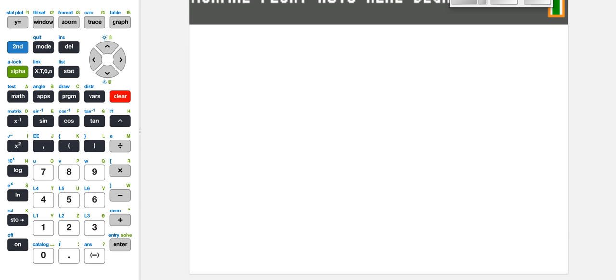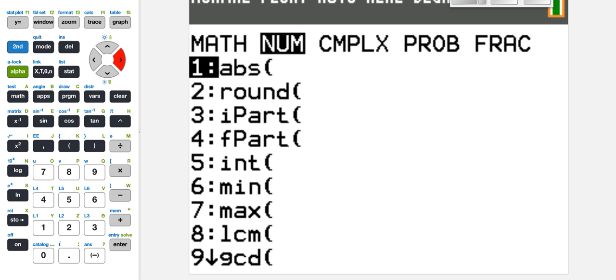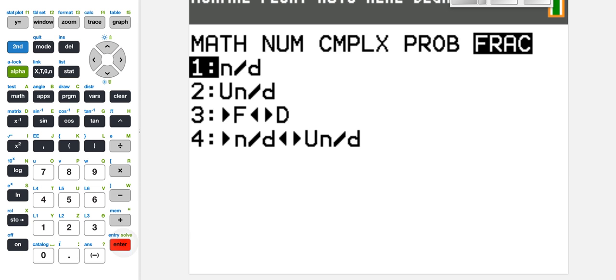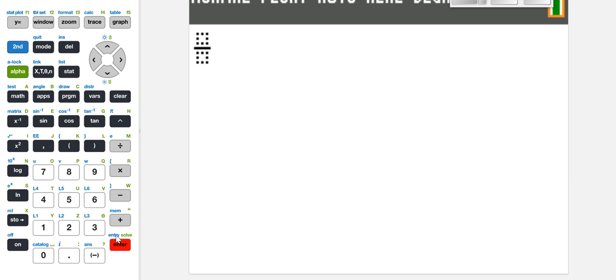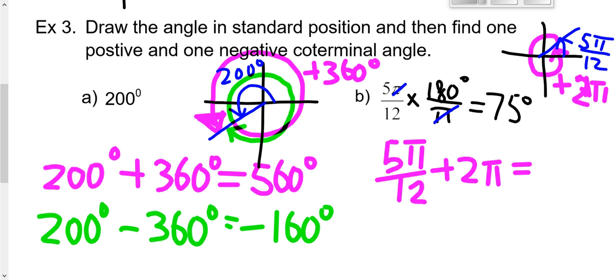Go to math. Go to this one here. And then we can enter a fraction. For the fraction we want to enter, it is 5 over 12. You don't punch in the pi, you're going to confuse yourself. We just want to deal with the fraction calculation. So plus 2 pi. That gives you 29 over 12. So 29 pi over 12.